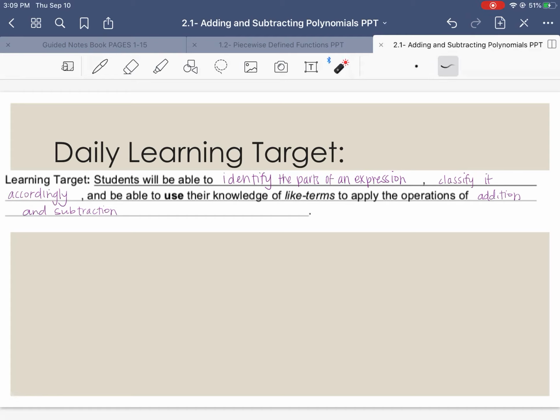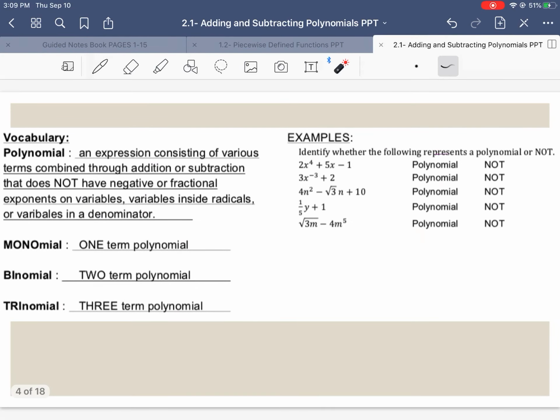Again, today we're going to talk about being able to identify parts of an expression. So what makes the different parts of an expression? How do we communicate those with the correct vocabulary? We're then going to classify an expression, or particularly a polynomial, and then be able to use what we know of like terms to apply the operations of addition and subtraction. Okay. So I've given you some definitions off to the left. We're going to talk about those and then give you a few more examples.